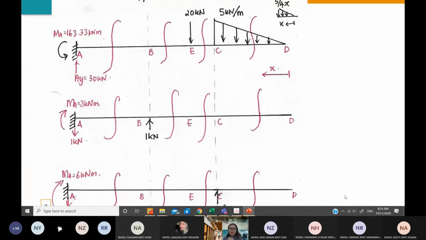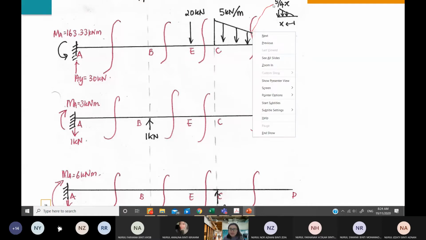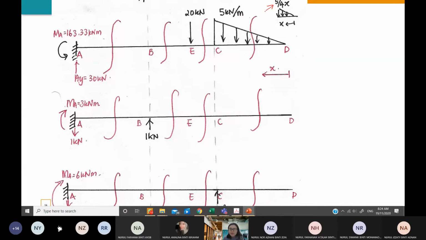So now you already know how to get this 5 over 4 x. Now I would like to take moments for cut section 1-1. So I refer to my right section, where I start my x from D. Now I will have only one of these triangular loads with a height of 5 over 4 x, so I can just represent it by a point load here.